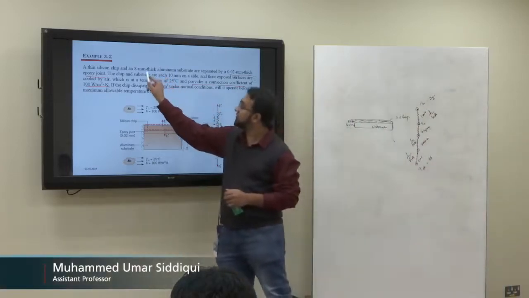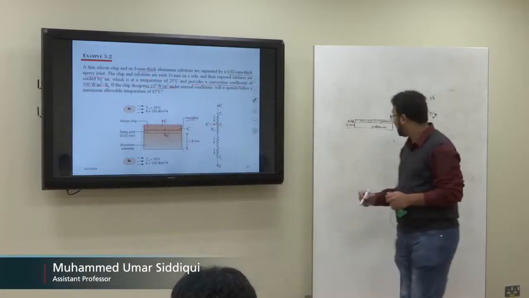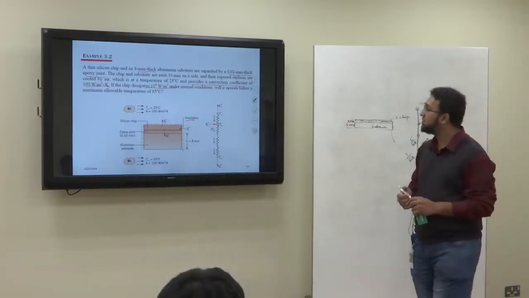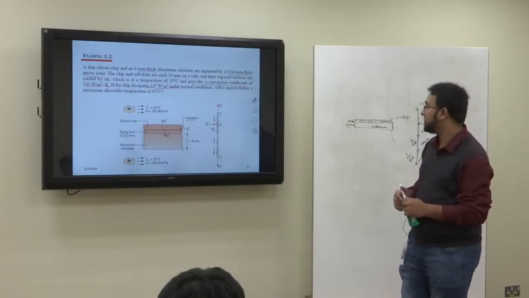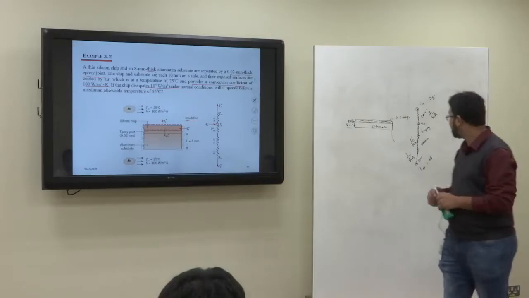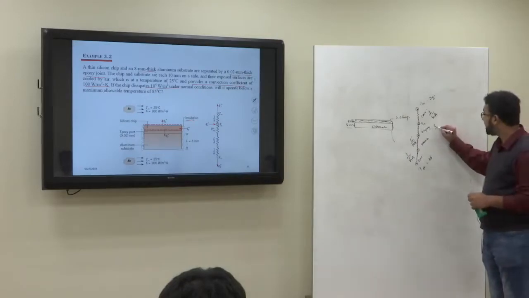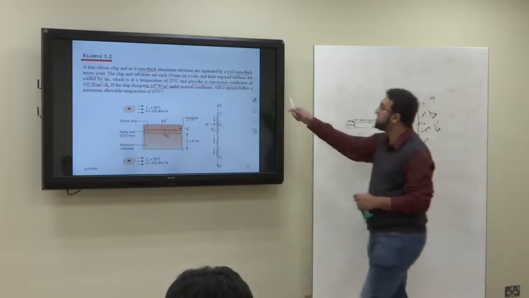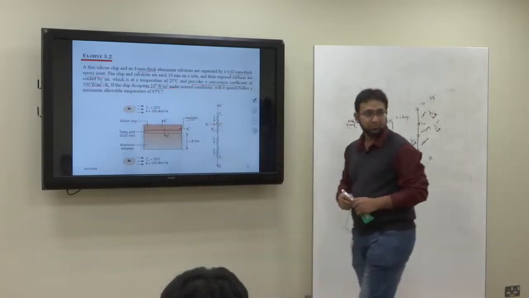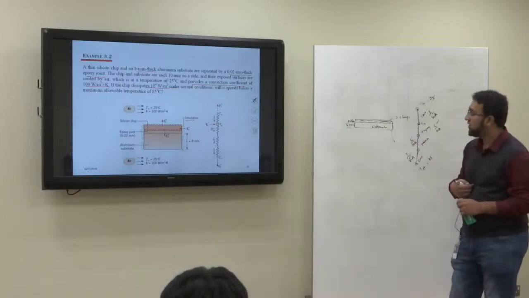8 millimeter thick aluminum substrate. Okay, and what about K? K is not given for the substrate. For the epoxy joint, again L upon KA, but L is given because the epoxy joint is 0.2 millimeter thick. K is not given, right? And what do we want to know?